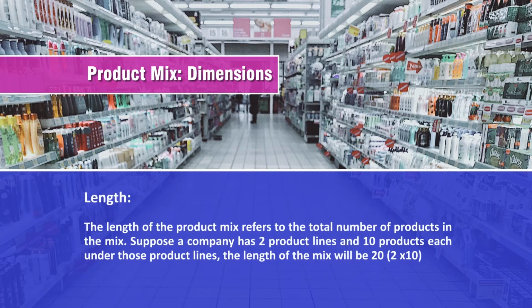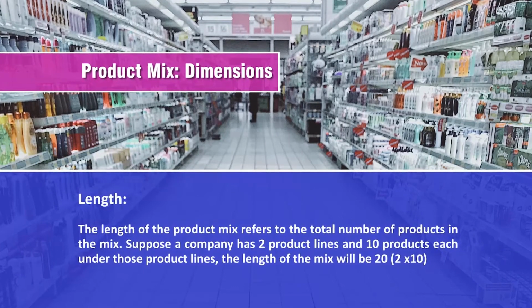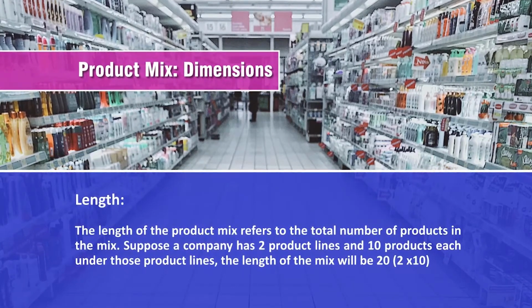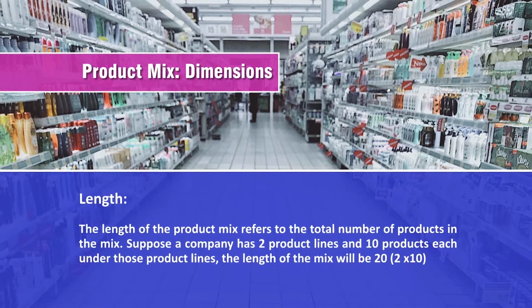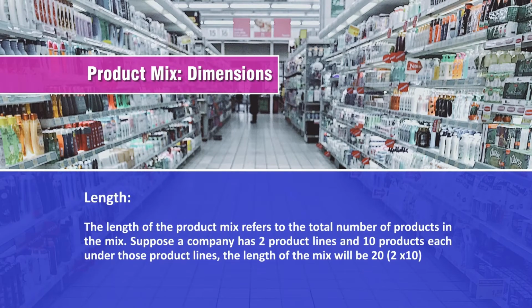When we talk of the length of the product mix, it refers to the total number of products in the product mix. Suppose a company has 2 product lines, as we said earlier, and 10 products in each product line. Then the length of the product mix will come to 2 into 10, that becomes 20.